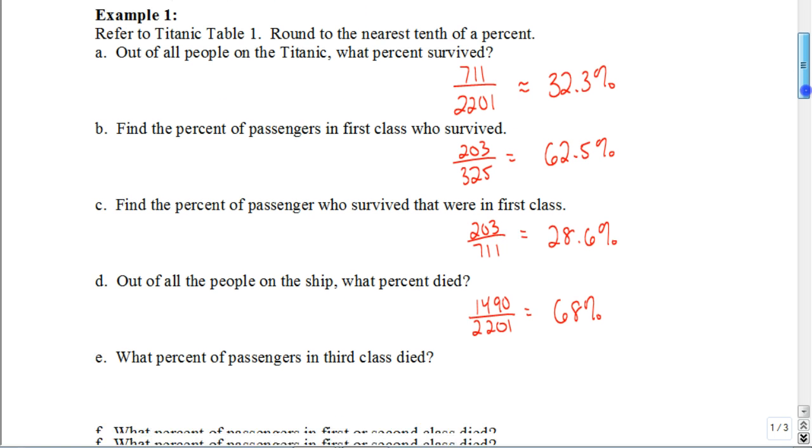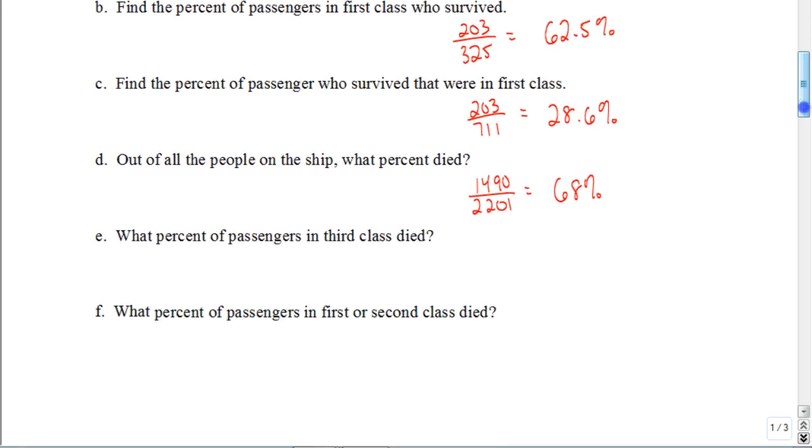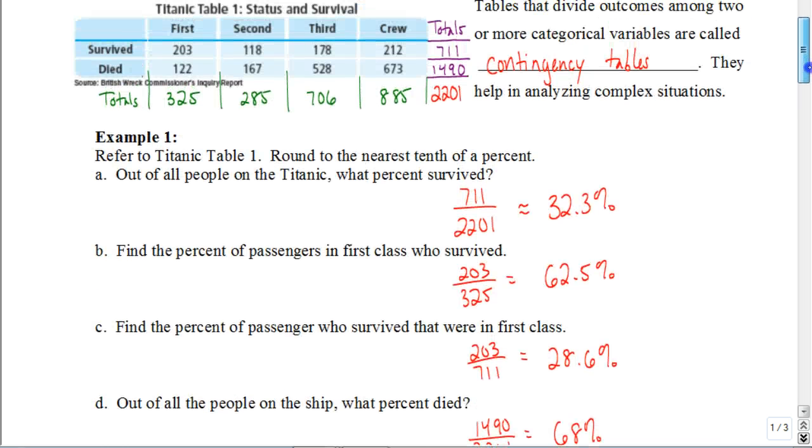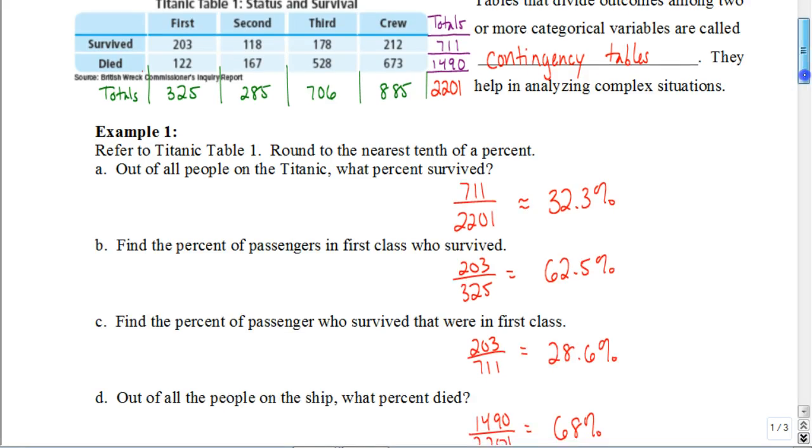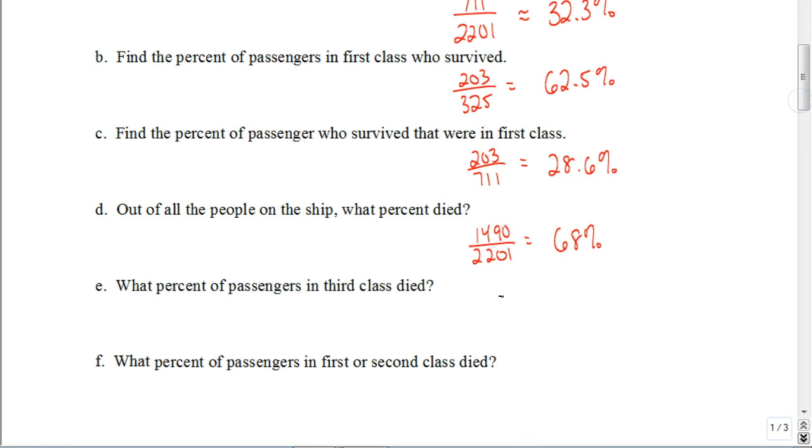Now we have to go back and forth once we get to these bottom questions. It says, what percent of passengers in third class died? Again, we're looking at just the passengers in third class. So if we look back up at our column totals, in third class we have 706 passengers. And we want to know what percent of those in third class died. Well, that's 528 that died out of the 706 in third class.